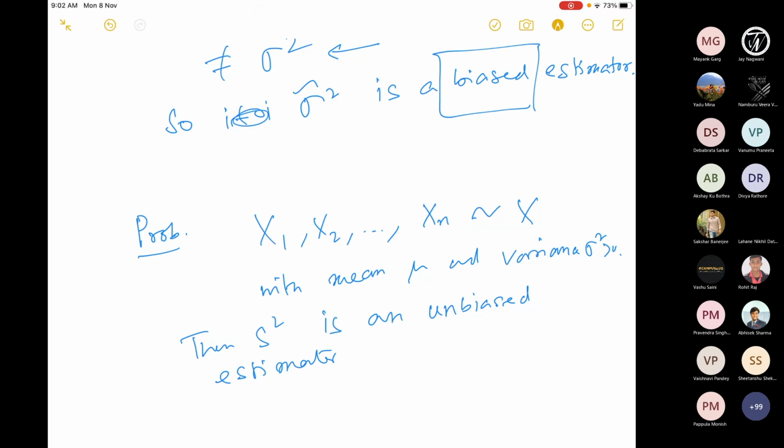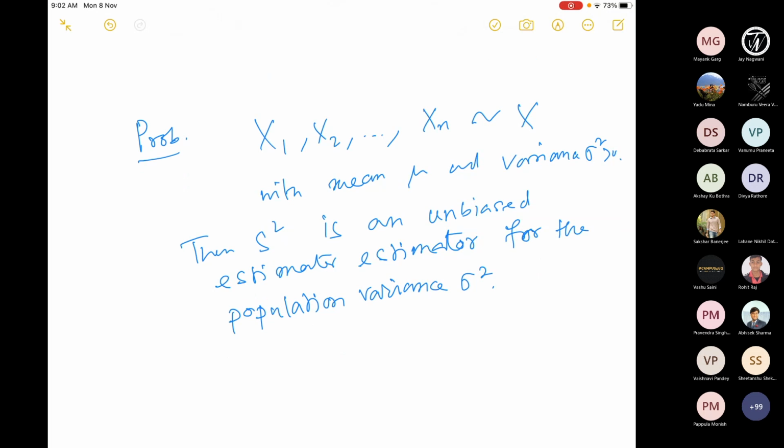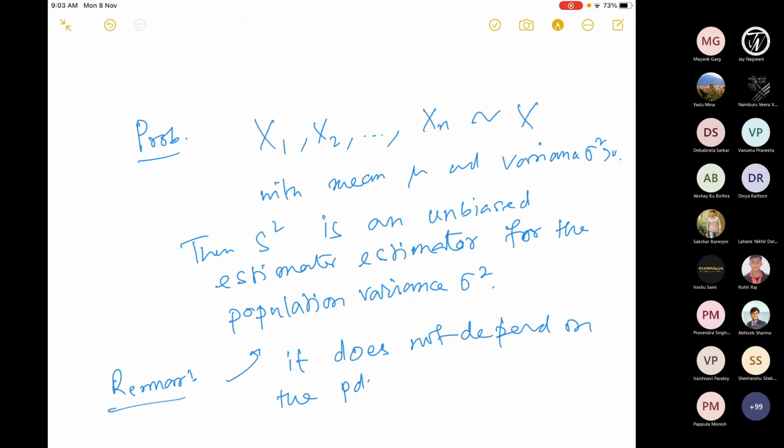What is S square? I'll just recall the unbiased estimator for the population variance, sigma square. So this is a general thing. My remark here is that this result does not depend on the PDF of X. It could be any PDF, it does not matter.